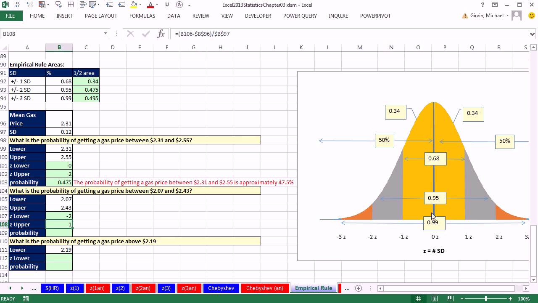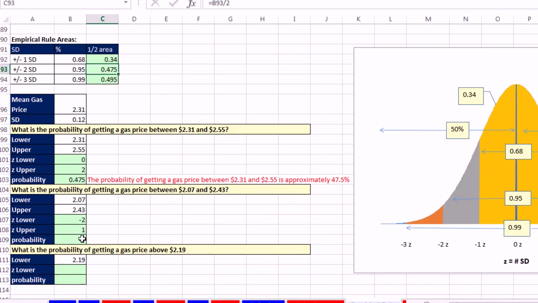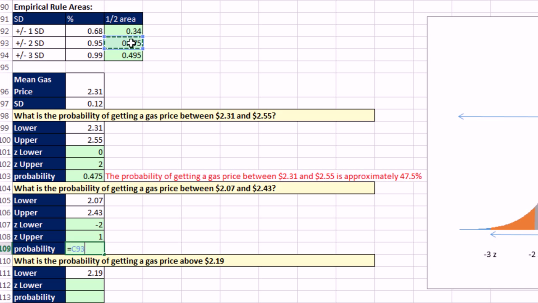Well, I know that from the midpoint to -2 is 0.475. I also know from the 0 up to the z, that's 0.34. So if I come over here, equals this plus this. So the probability of getting a price between $2.07 and $2.43 is approximately 81.5%.